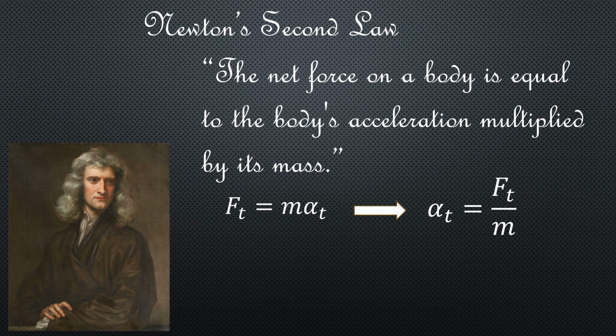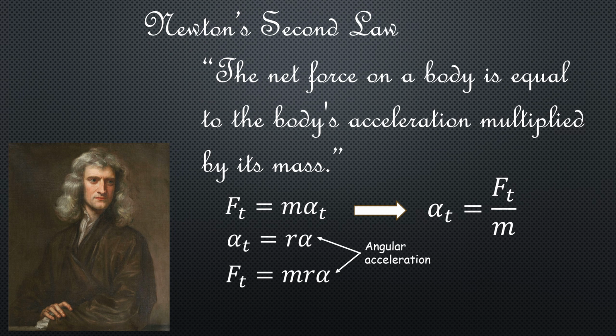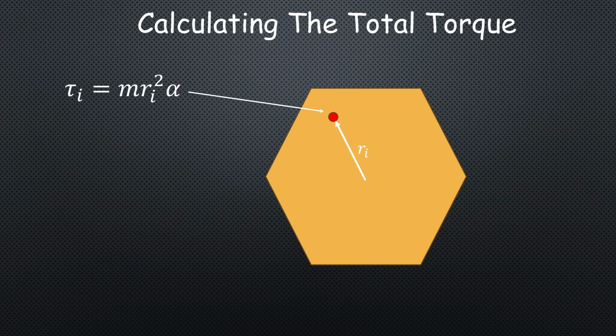Based on Newton's second law, we know that the tangential acceleration is the tangential part of the force divided by the mass. And we already saw that the tangential acceleration is the radius times the angular acceleration. Therefore, the tangential part of the force is mass times the radius times the angular acceleration. We can now plug this into the formula of torque and get the following. So this is for one point or particle in the rigid body, and to get the total torque, we have to sum up the torques for all particles in the body.